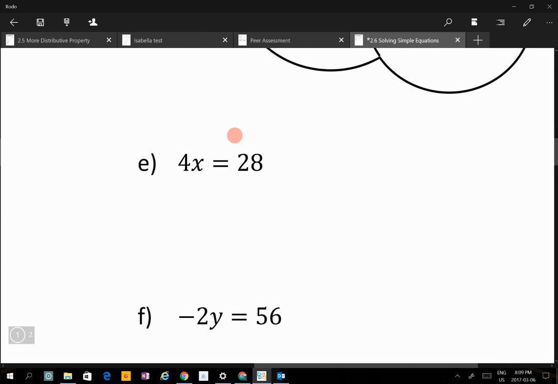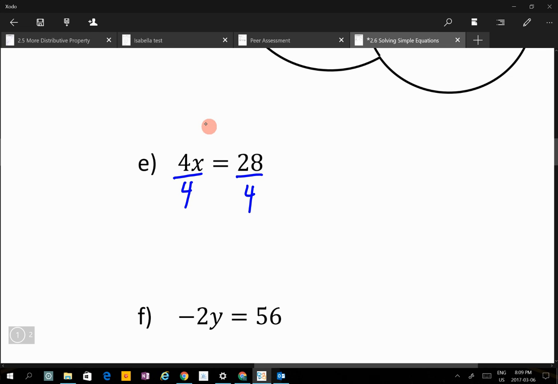Okay, part E. Now, what if we're not adding or subtracting? What if we're multiplying? So 4 times x equals 28. So what I want to do is isolate x, reverse order of operations. Instead of multiplying, I'm going to divide by 4. And to balance it on the right side too, you also have to divide by 4.